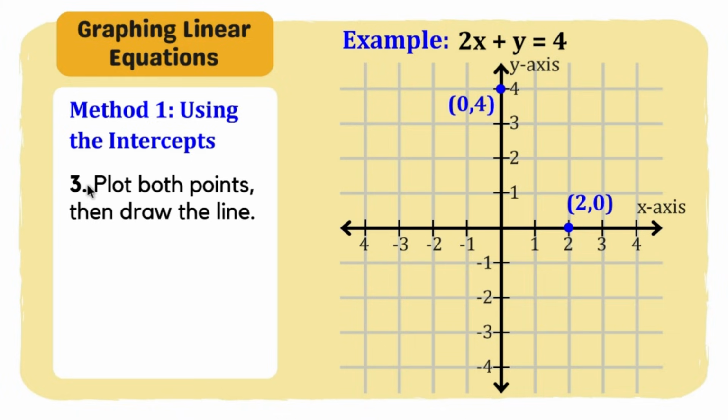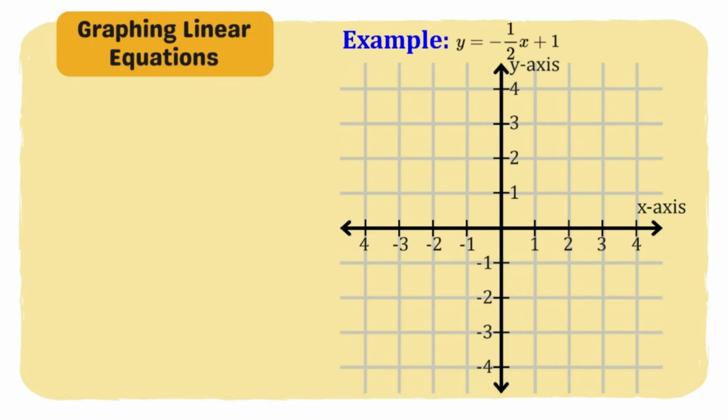Now, anong susunod? Plot both points, then draw the line. Since na-plot na po natin yung dalawang points, we can just connect the 2 points para makabuo tayo ng line. Take note of the arrows to show that this is a line. So we have the equation 2x plus y is equal to 4. Ito na po yung kanyang line using method number 1, which is the intercepts method.